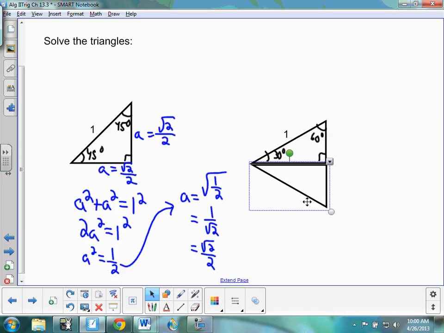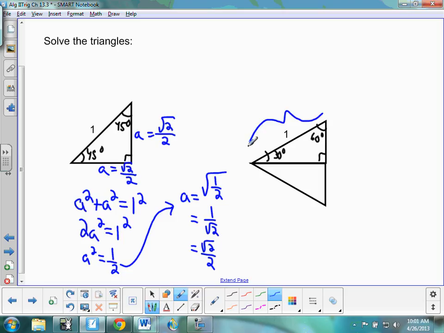It's half of an equilateral triangle. Right? This has a length of 1, and a length of 1, and a length of 1. These are all length 1. So that's how we know that if this whole side is length 1, this must be 1/2. So it's half of the whole. That's where that comes from.